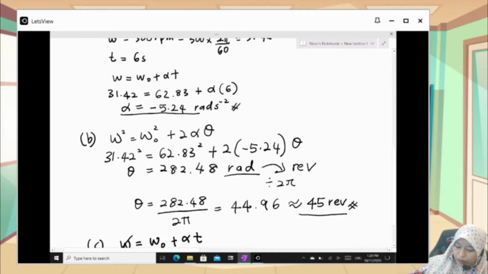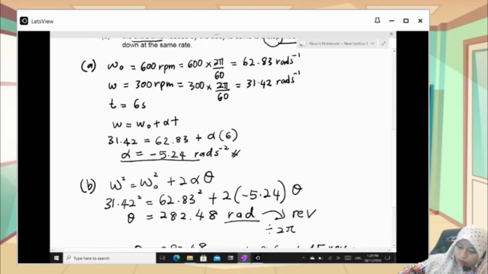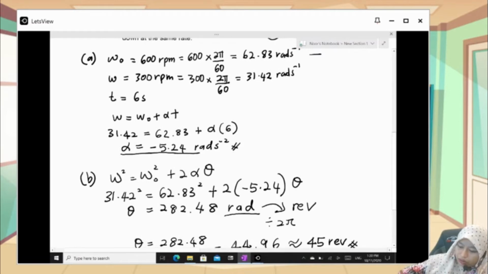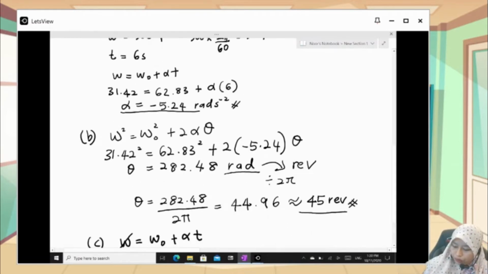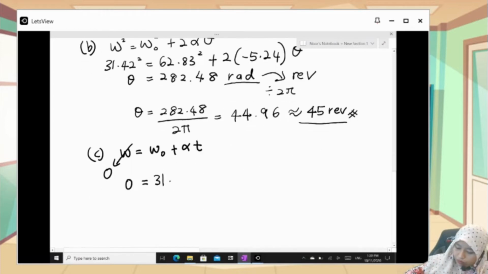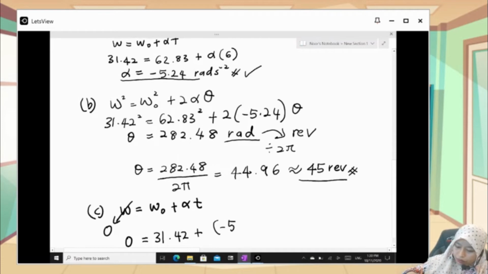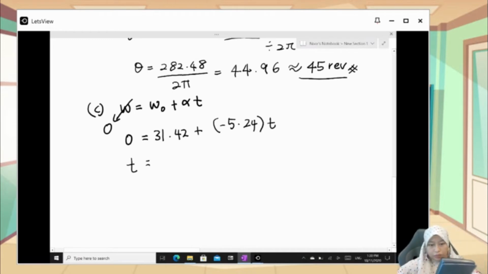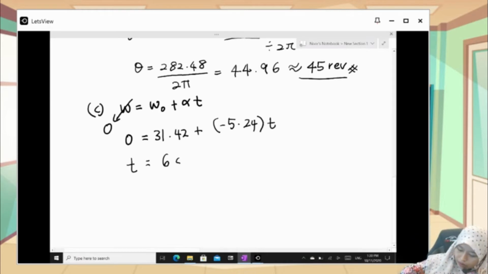Omega naught, we can use 62, this one, sorry. We cannot use this one. Instead, use this one, 31.42. 31.42 plus negative 5.24, the one we get here, and time is t. So what we get here is 31.42 divided by 5.24. So we get 6.